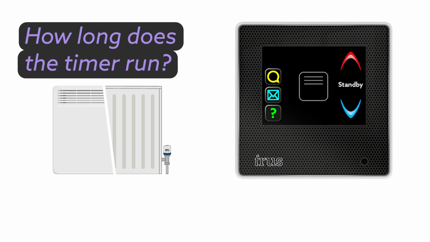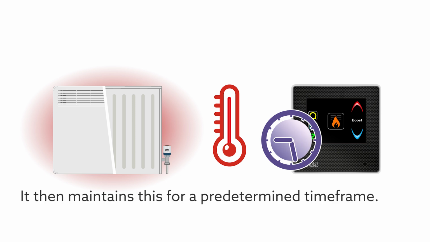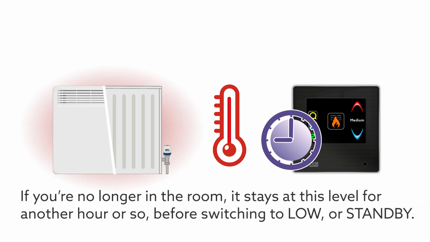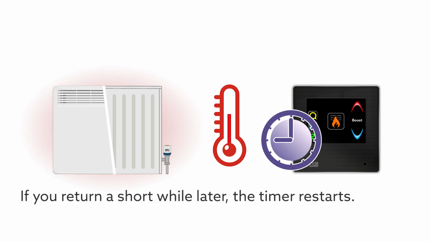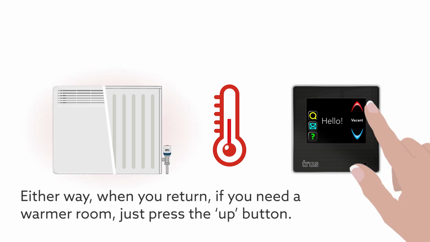How long does the timer run? In boost mode, the heat source remains on until it reaches the boost temperature level. It then maintains this for a predetermined time frame. When the time elapses, the controller reverts to comfort or medium. If you're no longer in the room, it stays at this level for another hour or so before switching to low or standby. If you return a short while later, the timer restarts. If you don't return for some time, the controller reverts to vacant or off. Either way, when you return, if you need a warmer room, just press the up button.